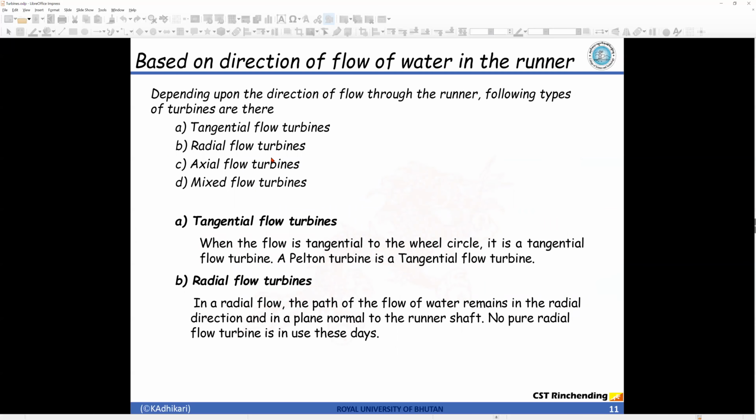And that's what I have just explained here: tangential flow, radial flow, axial, and mixed flow. Well, radial is no more of use these days, okay? So we have tangential, Pelton, axial, Kaplan, mixed flow, the Francis turbine.